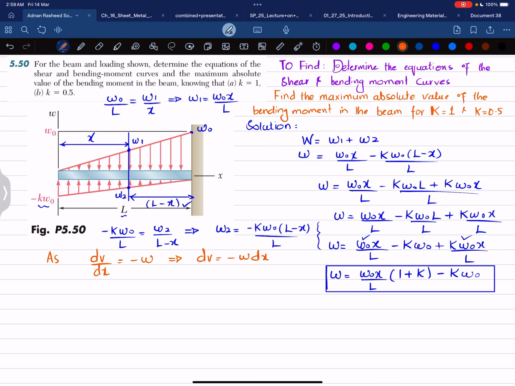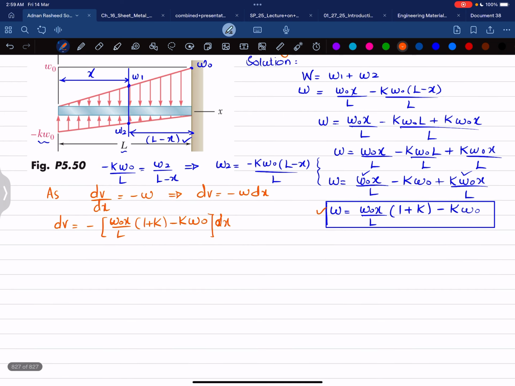So put the value of W in this equation, which is dV minus W naught x by L into 1 plus K minus K into W naught into dx. If you simplify it, dV will be equal to minus W naught x over L into 1 plus K into dx plus K into W naught dx. So what we are going to do is integrate it.